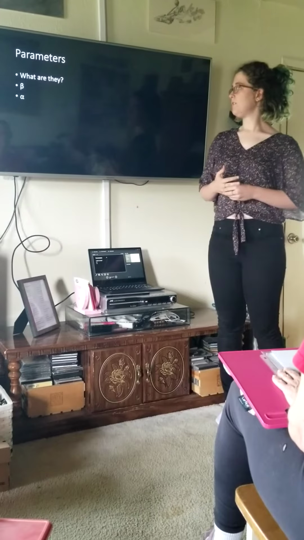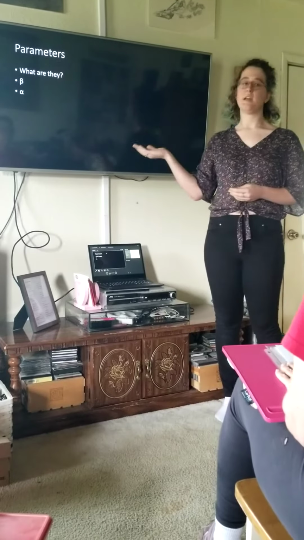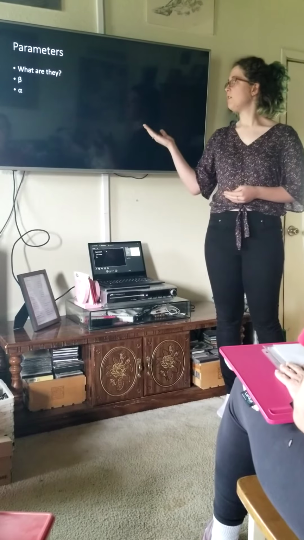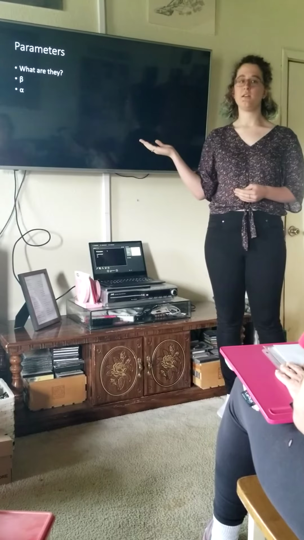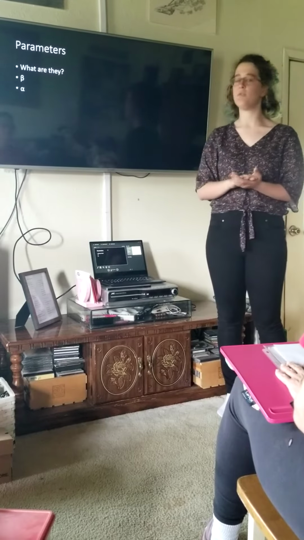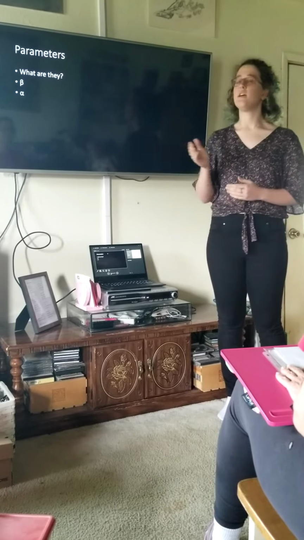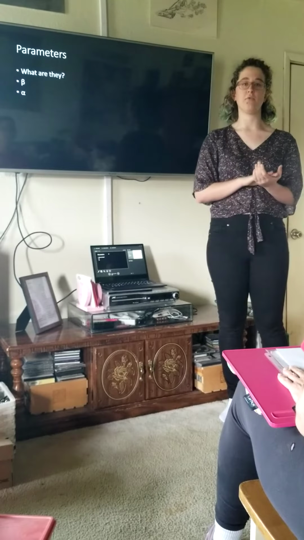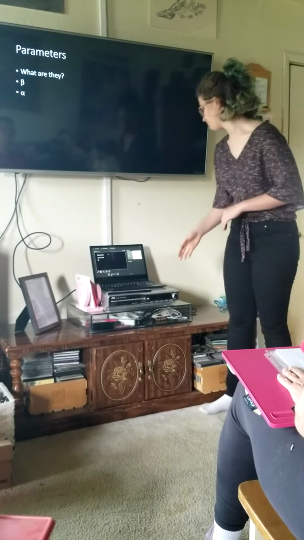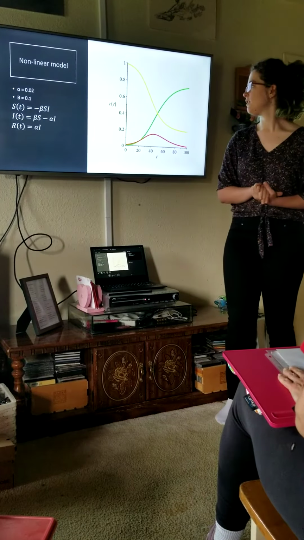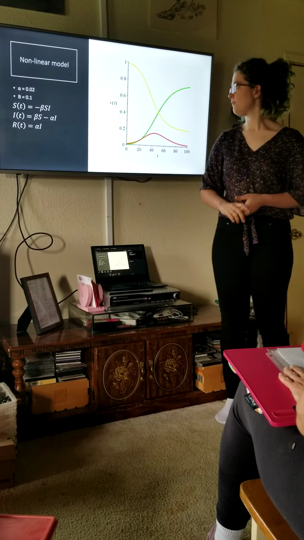So our parameters here we're going to call beta and alpha. Beta represents the rate of susceptible people who become infected, and alpha is the rate of the infected people who become recovered. So we can put this into a system of three equations.